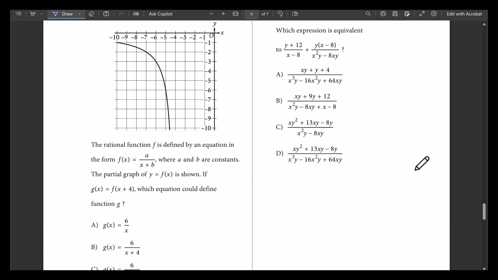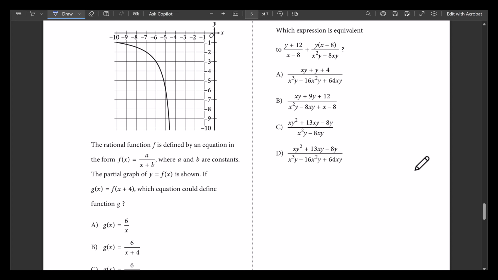Number 24. The rational function f is defined by an equation in the form f of x is equal to a over x plus b, where a and b are constants. The partial graph of y is equal to f of x is shown. If g of x is equal to f of x plus 4, which equation could define function g? To solve this one, we're going to look for a vertical asymptote. And when we're talking about an asymptote, these are lines which the function grows without bounds.